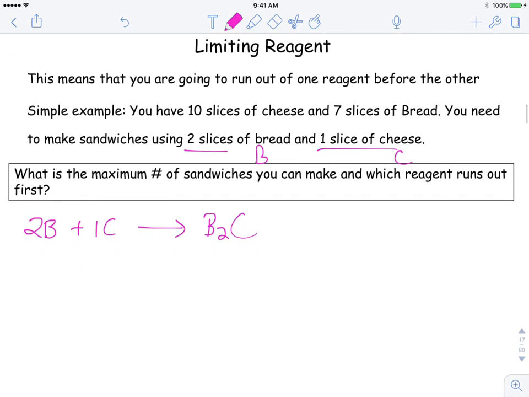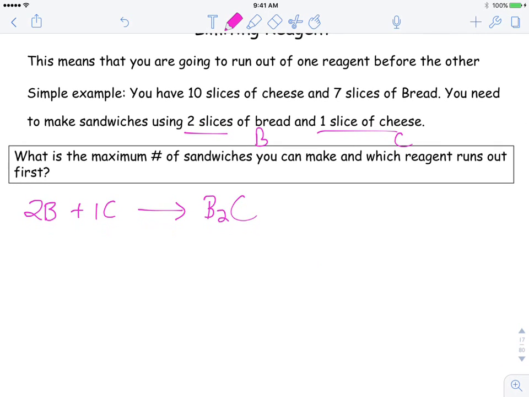So now I go ahead and I say, well, how many sandwiches can I make? A lot of you already look at this and you're like, you can make 5 sandwiches. You just know it. But what would the math look like if I was doing this? Well, if I was going to have my 10 slices of cheese, No, I'm sorry. I mixed it up. So you can look at this and you can say, 10 slices of cheese versus 7 slices of bread. You'd say I can make 3.5 sandwiches.